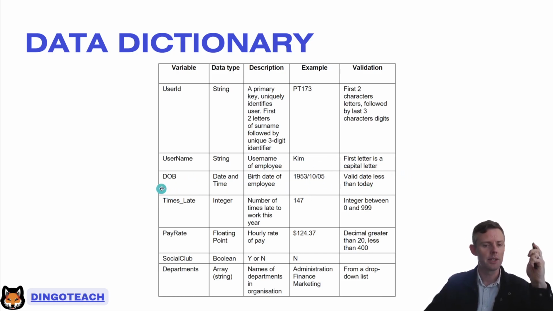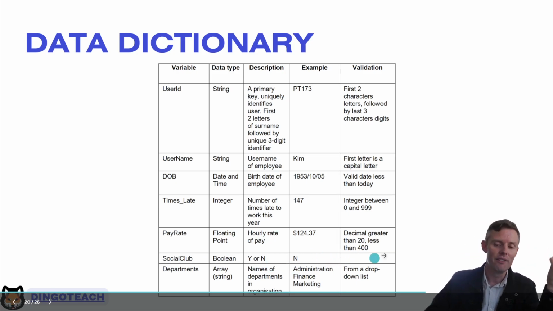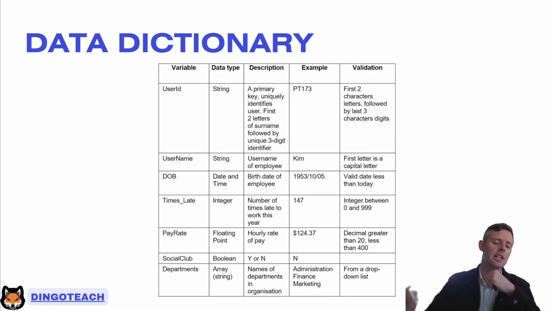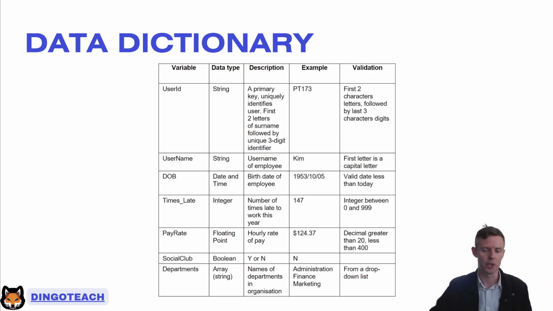Okay, and the same thing for date of birth, times late, and pay rate, floating point as you can see, which has to be greater than 20 and less than 400. Social club is a Boolean, so yes and no, example no. Validation, we don't include one because Booleans are so simple in their nature. And departments, array of string, in other words, a list of strings, the names of the departments, and so on. Okay, so that's a data dictionary. There's a quick example for you there.